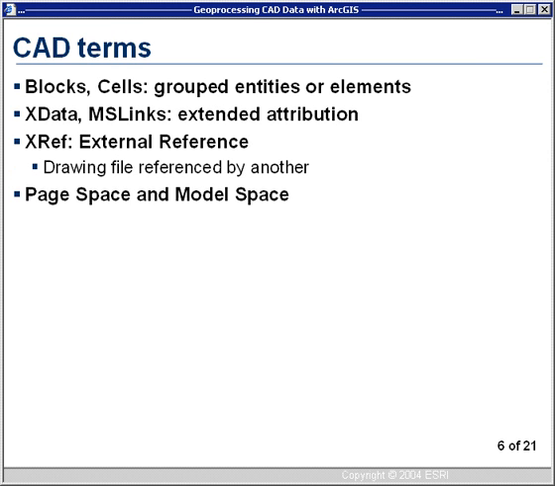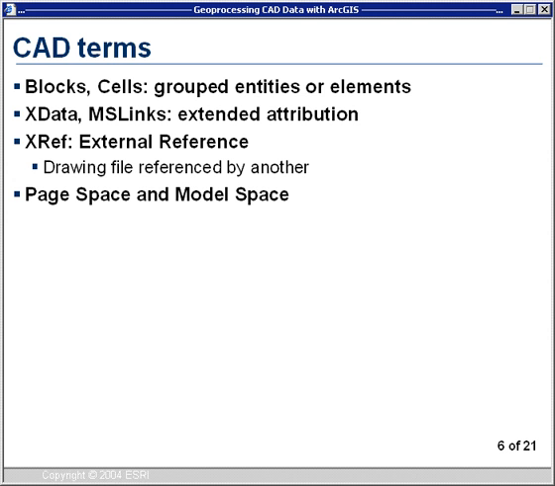Here we have a brief review of some of the terms that I will be using in this presentation that you may encounter elsewhere, and these are specific to CAD data. For example, you might encounter entities called blocks or cells or tags. The blocks or cells are grouped entities or elements that may behave as a single object in CAD. XData and MSLinks refer to ways or methods in CAD to extend attributes from the default schema.